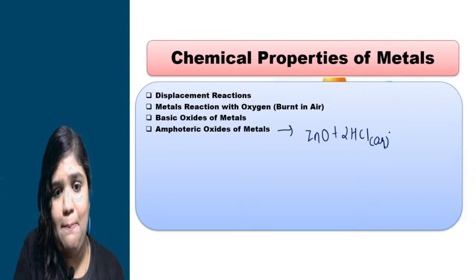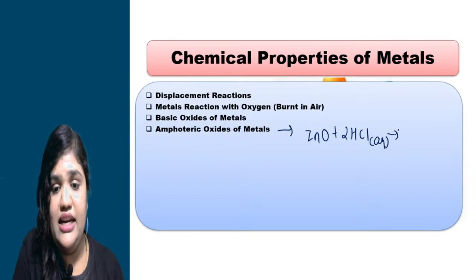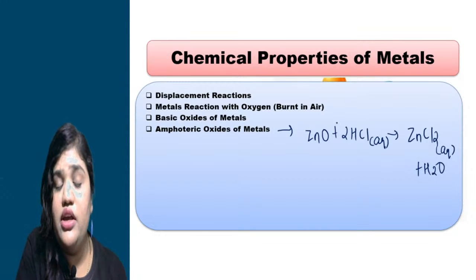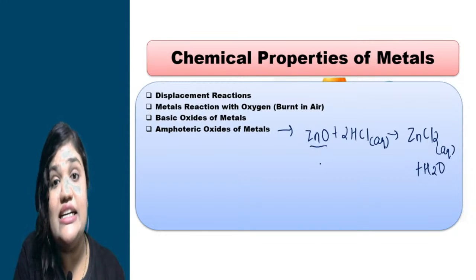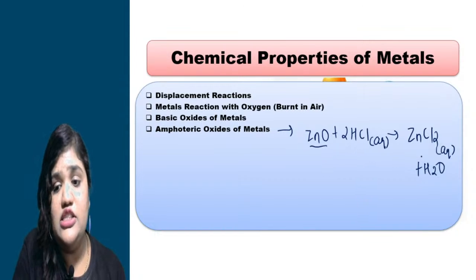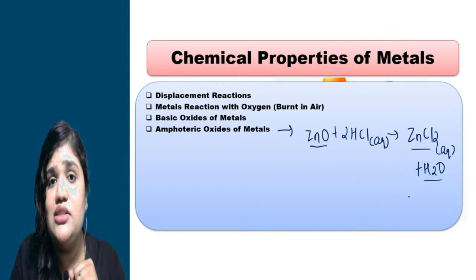So what actually happens when zinc oxide reacts with hydrochloric acid? There is a formation of zinc chloride, ZnCl2, aqueous, plus along with that there is a formation of water. So here the metal oxide, zinc oxide, when it reacts with dilute acid, forms a salt, and along with that you can find the byproduct, which is water. Now this is one example.